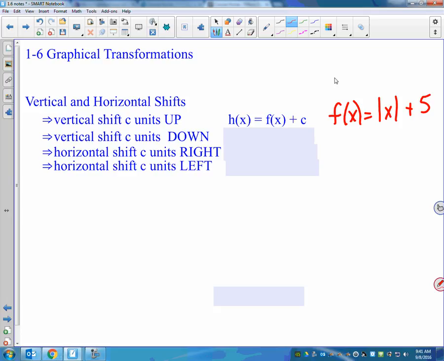If we are shifting a graph down, we just subtract a number on the outside. So that's like x squared minus 2. Notice the number is away from the function, added or subtracted on the outside.